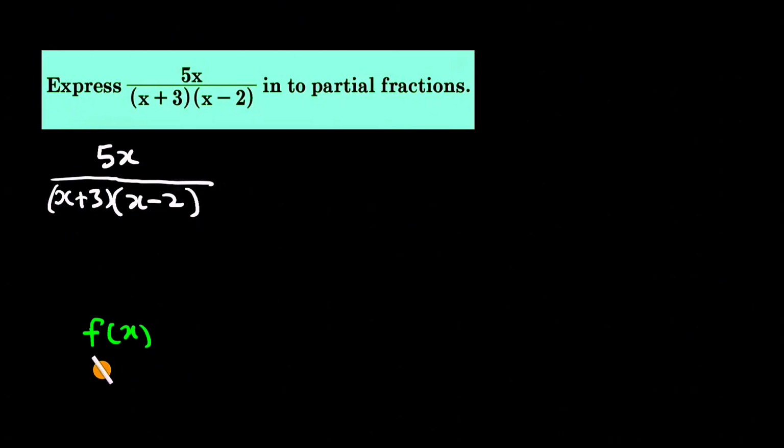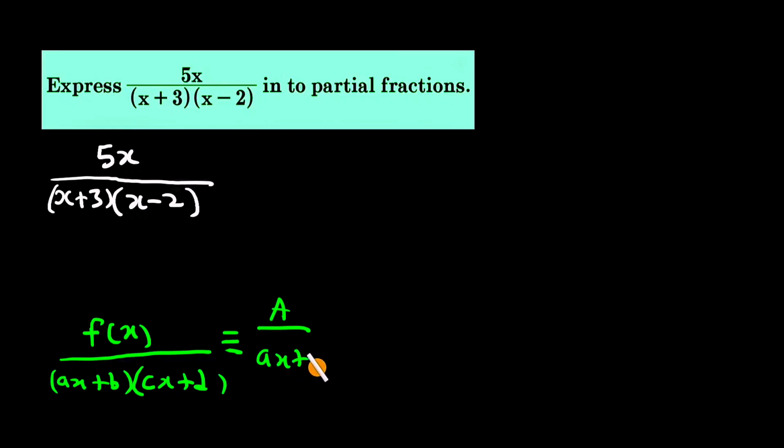Express 5x all over x plus 3 times x minus 2 into partial fractions. The fraction is 5x all over x plus 3 times x minus 2. You know that if one has a fraction f of x all over ax plus b times, let's say, cx plus d, then this fraction can be expressed in partial fractions as A all over ax plus b plus B all over cx plus d. This is a fraction where there are linear factors in the denominator.